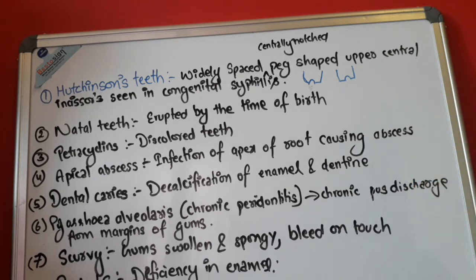So it is really important. You just have to understand its use in pharmacology also. So, tetracycline. The next one is the apical abscess, infection of the apex of the root causing an abscess.